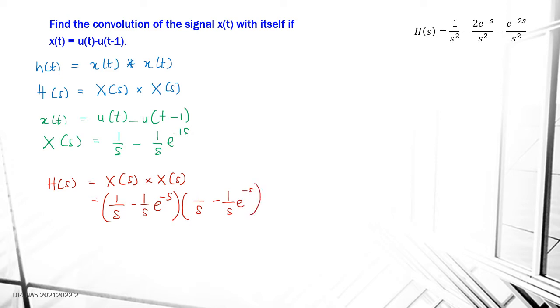Okay, so you need to solve this until you get the final equation. H(s) is equal to 1 over s squared, minus 2e^(-s) divided by s squared, plus e^(-2s) divided by s squared.